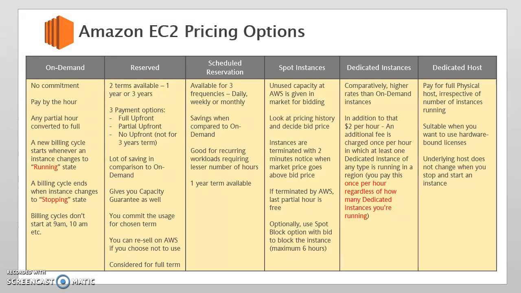One thing which many people do not realize at times, reservation does not just save you money. It also gives you capacity guarantee. What does that mean? With the capacity guarantee, you can be sure that if I go ahead and reserve three M4 large instances in Oregon availability zone A, it means that Amazon will ensure that at any point of time, I would be able to run three M4 large instances in Oregon availability zone A.